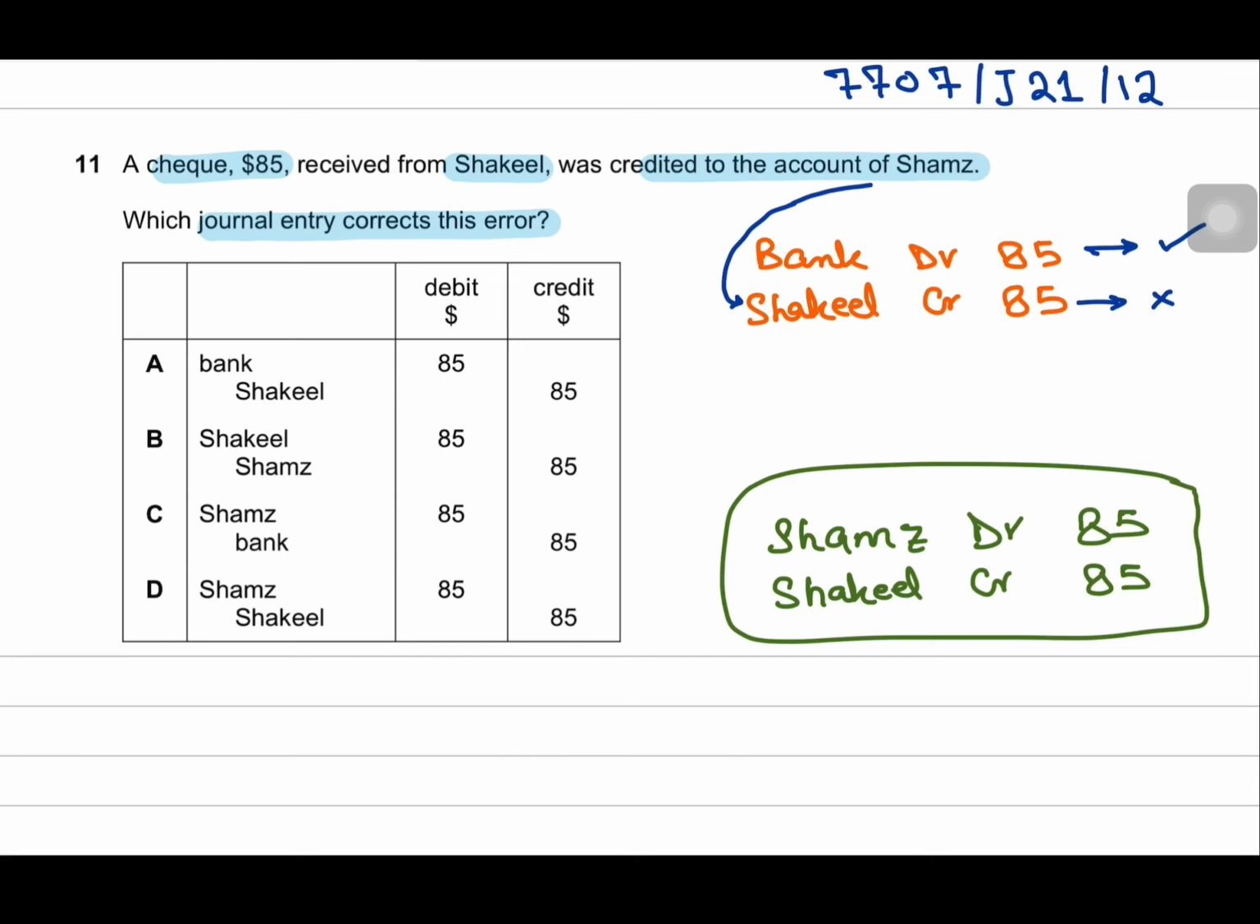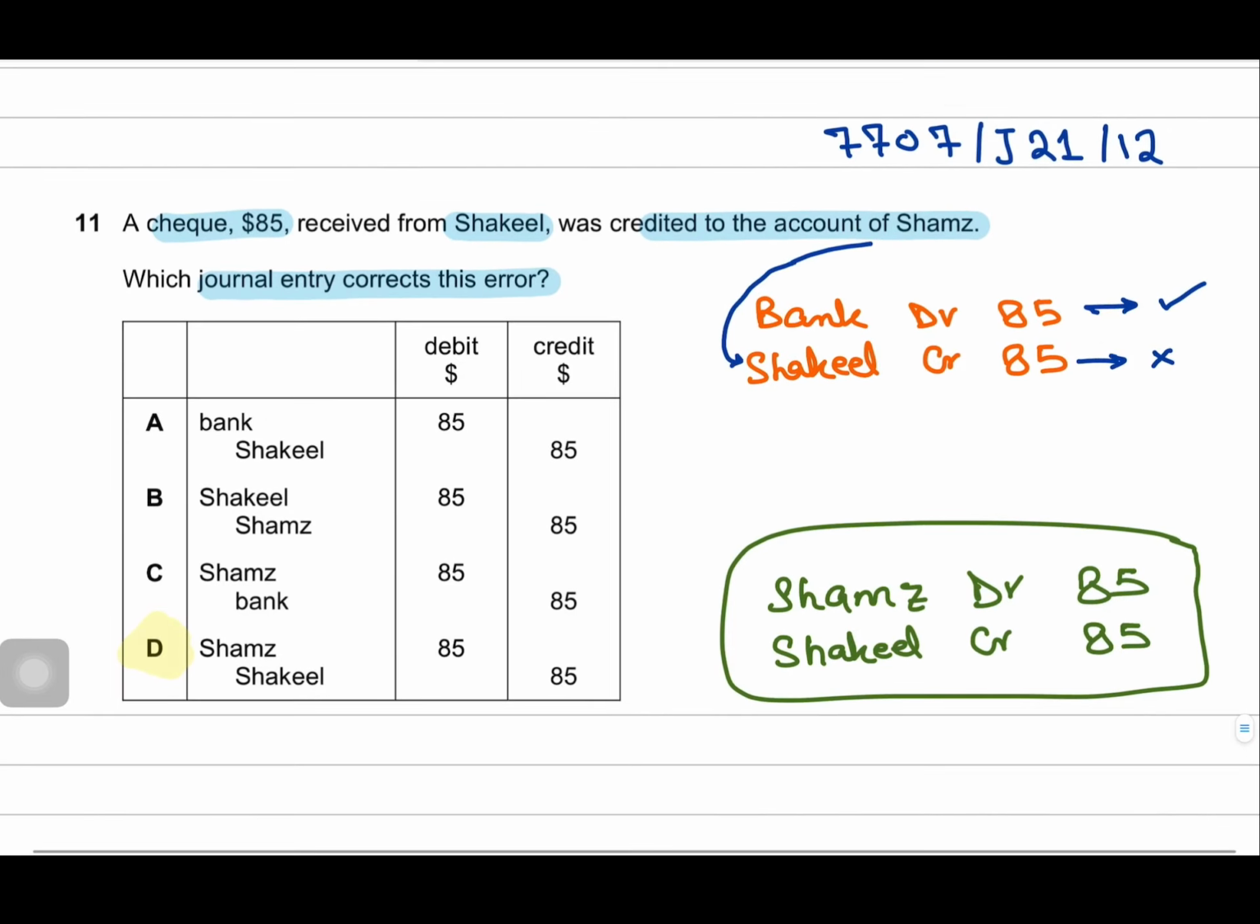Now let's find out where we can locate this correcting entry. In option A, bank is involved, so wrong. In option B, Shakil is being debited, so no, we will be crediting Shakil, so this is wrong. C, Shams debit, yes, Shams will be debited, however bank will not be involved, so that is why option D is correct, that is Shams debit and Shakil credit, right? So I hope that by now you will have a very good understanding of what errors not affecting trial balance are, how are they located in the question, and how are they corrected as well.